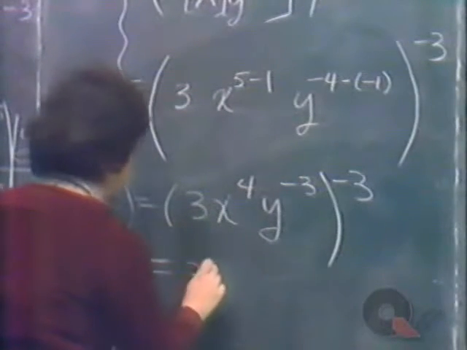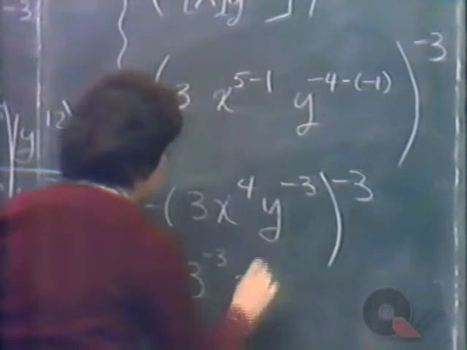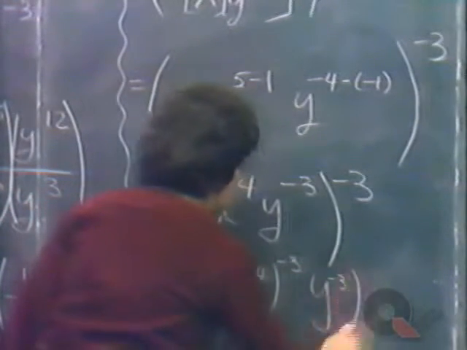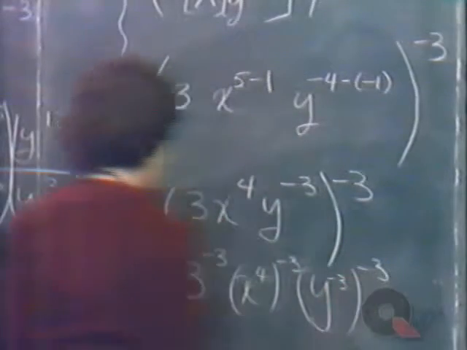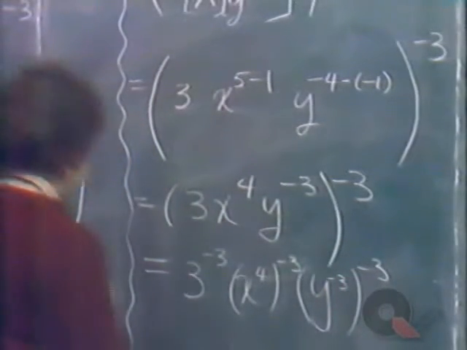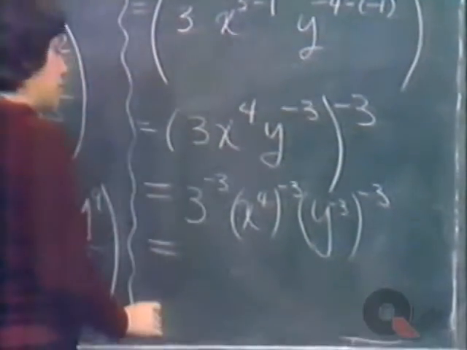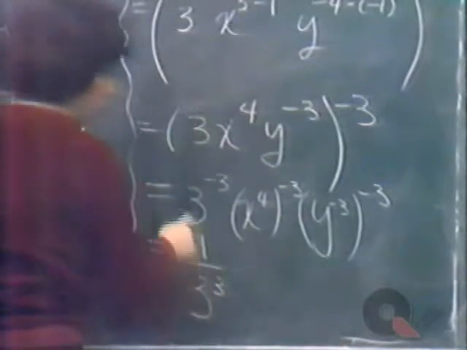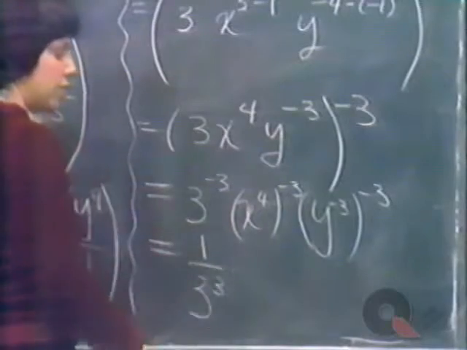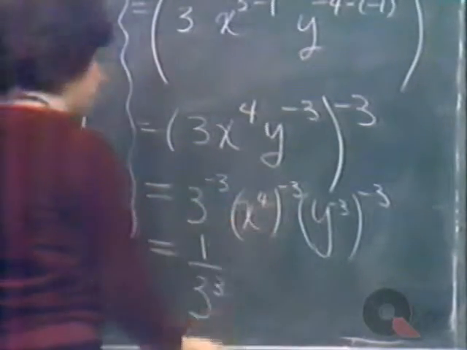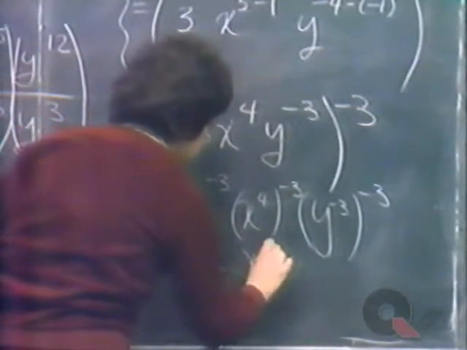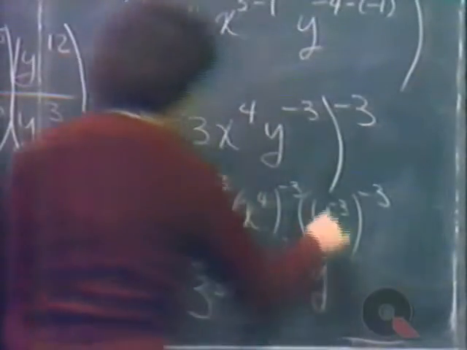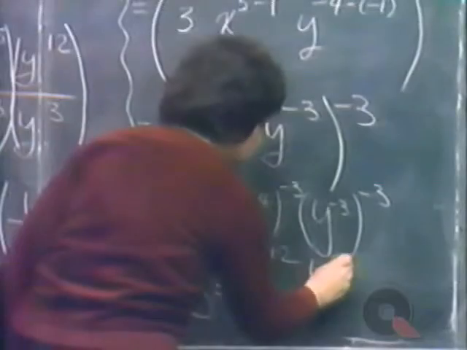We have 3 to the minus 3, x to the 4th to the minus 3, y to the minus 3 to the minus 3. 3 to the minus 3 is 1 over 3 cubed. X to the 4th to the minus 3, we have power to a power. We multiply the powers, we'll get x to the minus 12. And y to the minus 3 to the minus 3 is y to the plus 9.